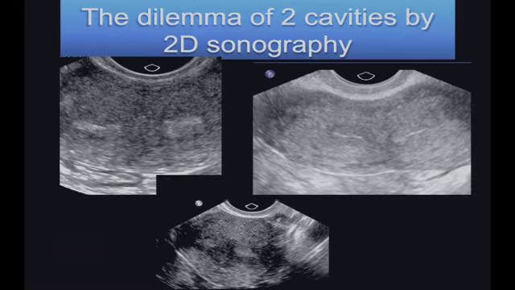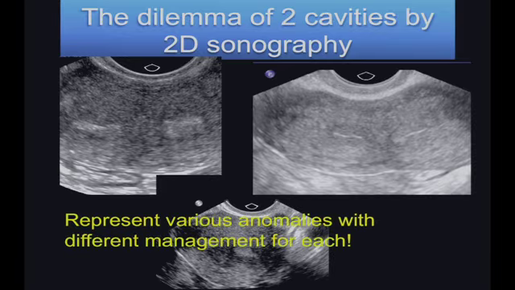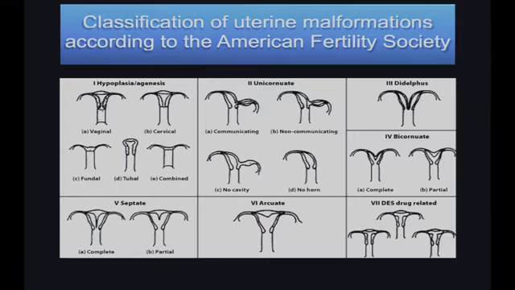So one of the most useful applications in anomaly evaluation is to determine the etiology for two cavities seen by 2D imaging. So each of these images represents a different anomaly, and there are different managements for each. So before we look at each particular anomaly, I'd like to just show you the classification of uterine malformations according to the American Fertility Society. And as you can see, the coronal plane best delineates these anomalies.